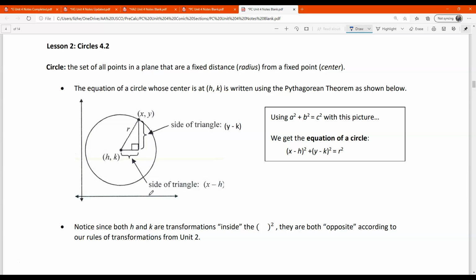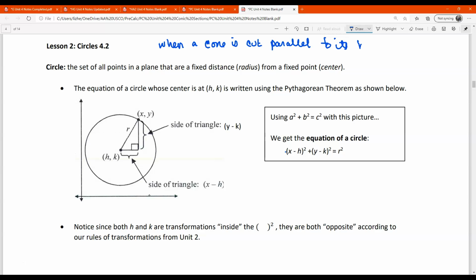So just make a note of that. A circle, when a cone is cut parallel to its base, you have a circle. That's how we get our circle.